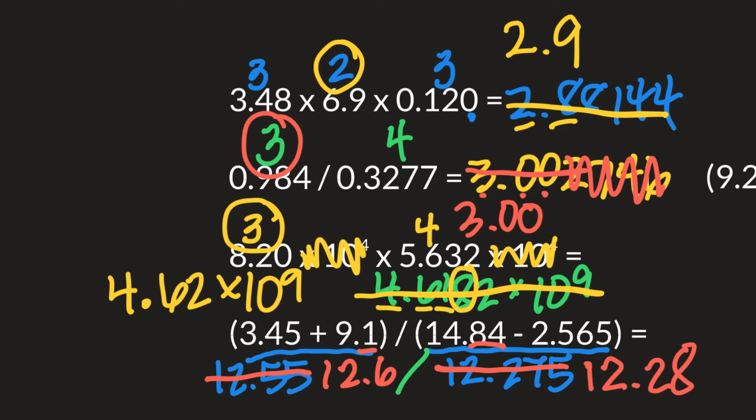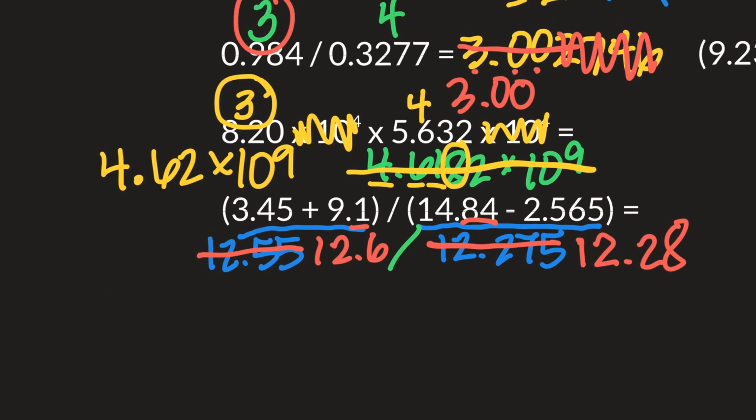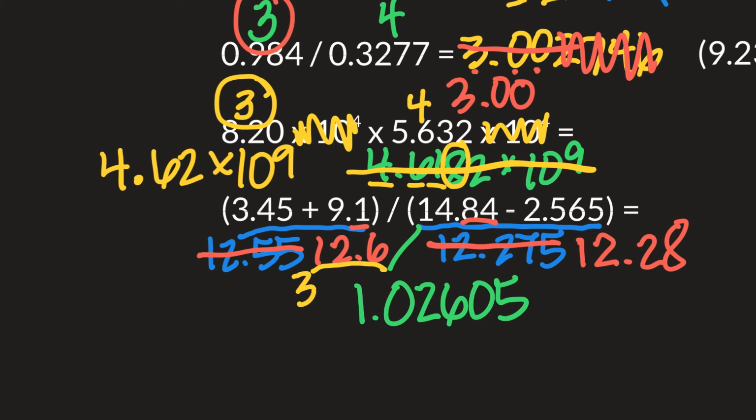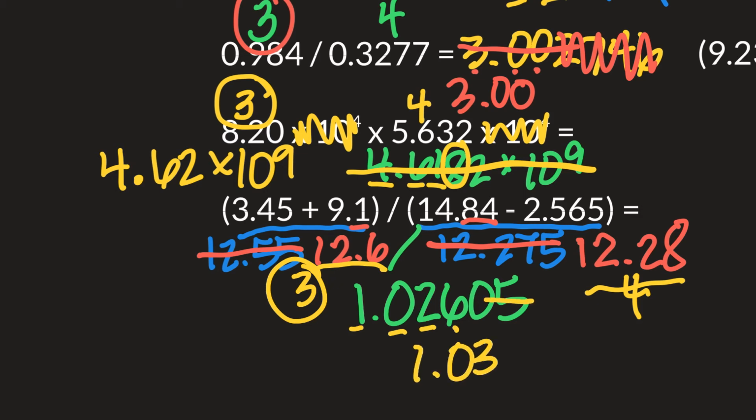So 12.6 divided by 12.28, I get 1.02605, and so on. Now, how many do I chop it down to? Well, 12.6 is 3 sig figs, right? And 12.28 is 4 sig figs. So because this is 3, we're going to go 1, 2, 3. Because this is a 6, we're going to round this up and make it 1.03.